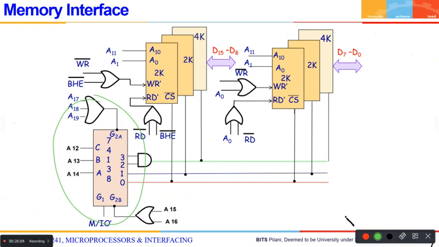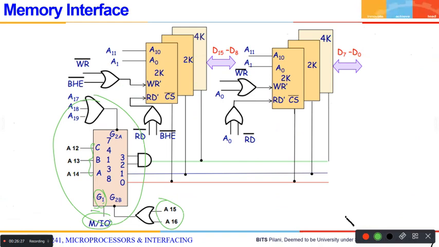See, A12, A13, A14 is going as a selection input. What about the remaining? Chip selection. You can give the remaining to your chip selection. See here, memory bar, memory slash IO bar is connected. Can you tell me how this is going to get 1?